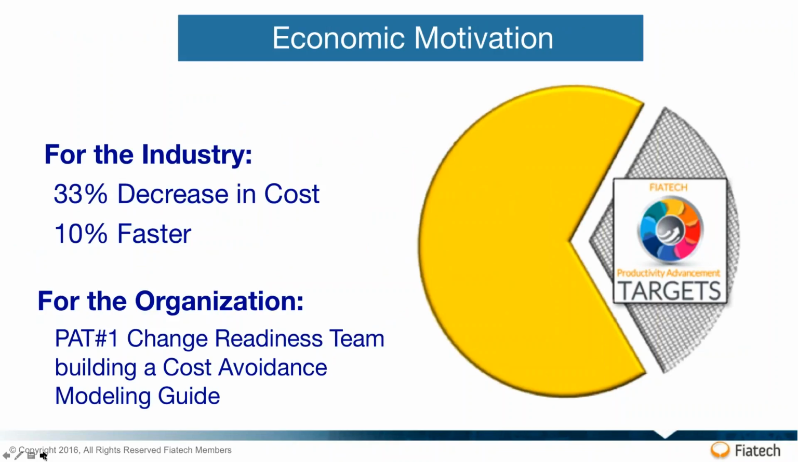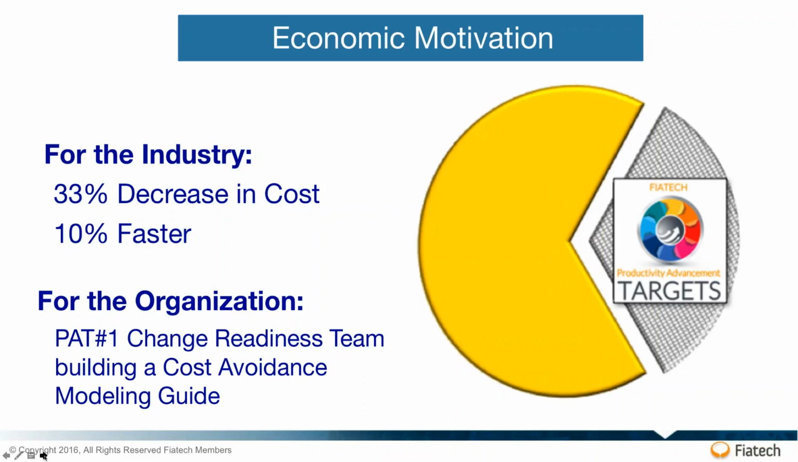I can't really overemphasize this enough, so I'm doing it again. From an industry standpoint, there's a 33% decrease in costs that has been reviewed by various owners, various EPCs and key stakeholders. They believe those numbers are correct from an industry segment standpoint. They also believe that a 10% decrease in cycle time is viable.